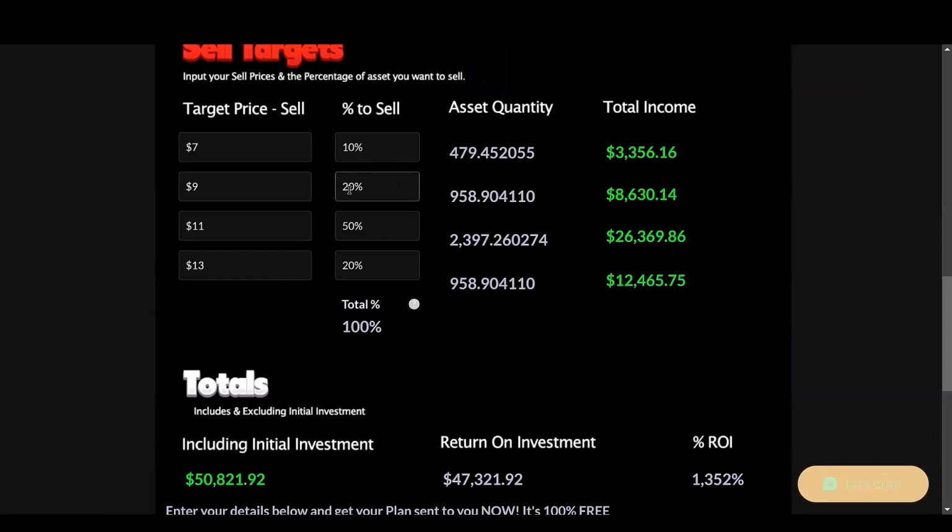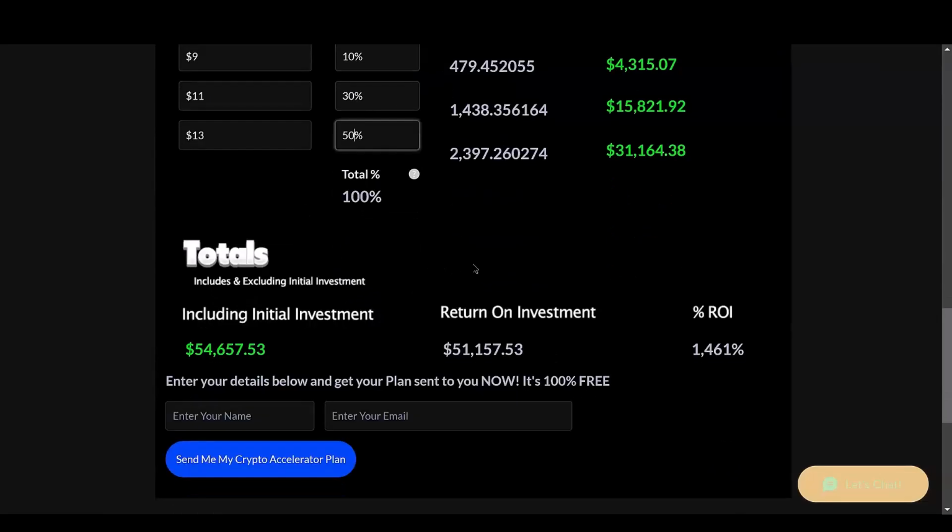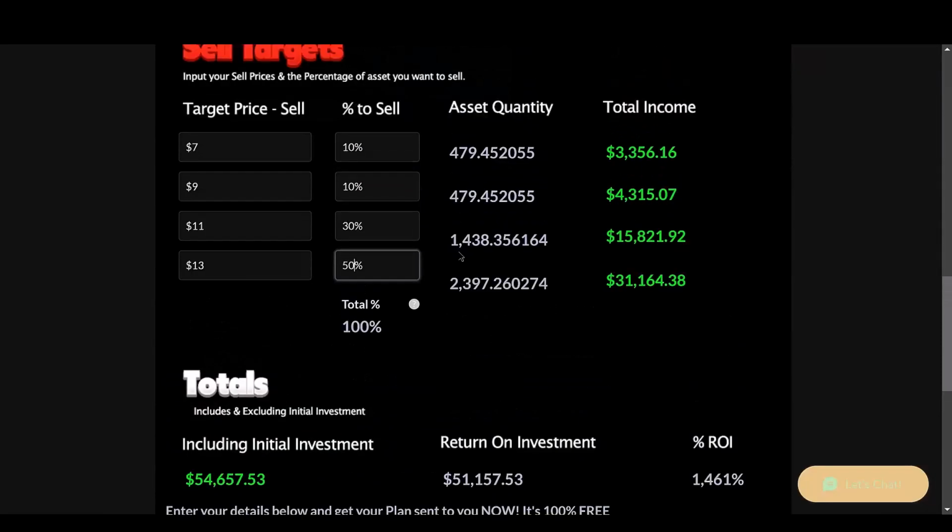So instead of selling all at 20% here, let's just sell 10% here. Instead of rocking out 50% of our XRP there, let's say we do 30%. And we'll put our 50% as our last target. So we've still sold our 100%. And let's see if we can juice up that. Yeah, we've been able to juice that up to our 51,000. So just by playing around with those percentages, we were able to get our 51,000 back.